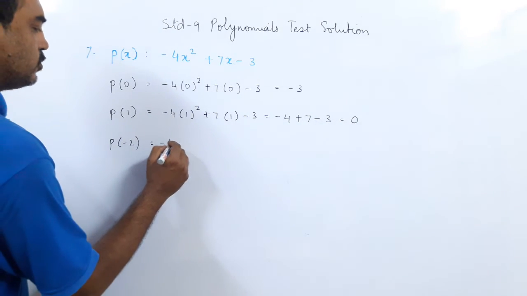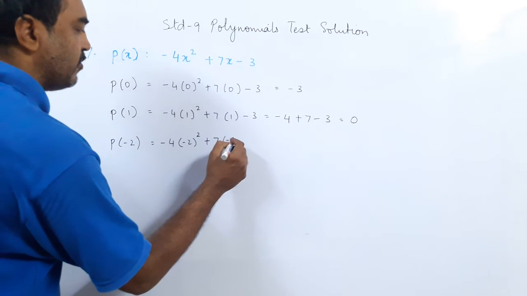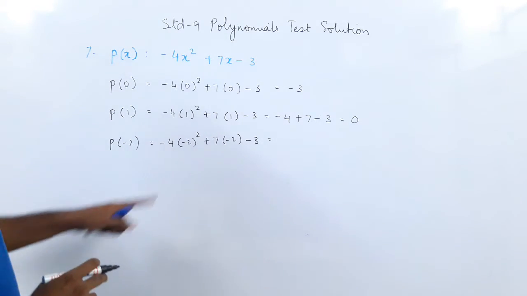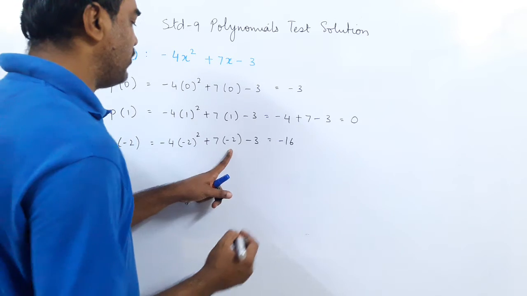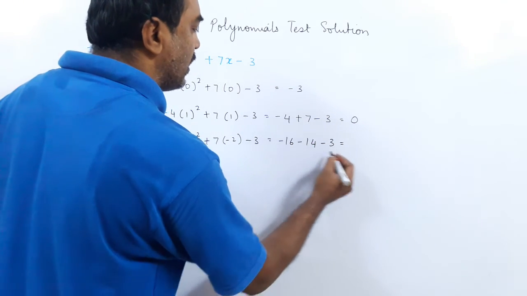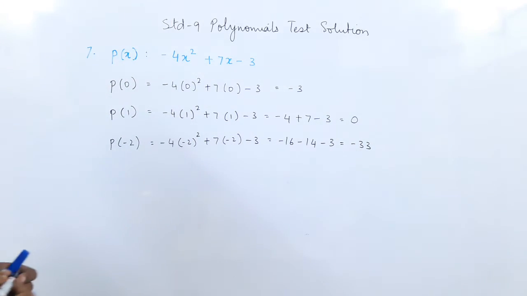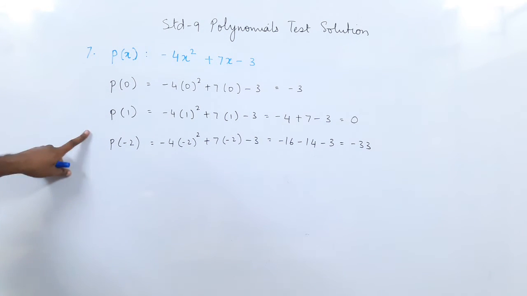And p of minus 2: 4 into minus 2, the whole square, plus 7 into minus 2 minus 3. Now minus 2 square is 4. 4 into 4 is 16. 7 into minus 2 is minus 14, minus 3. All are negatives, you add them up. So minus 33 is your answer. So there was nothing in this sum, only to find the 3 things. 1 mark for each, which gives you the 3 marks.